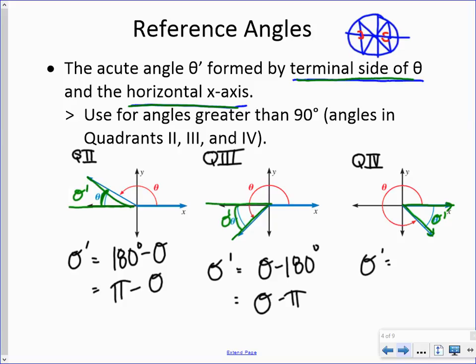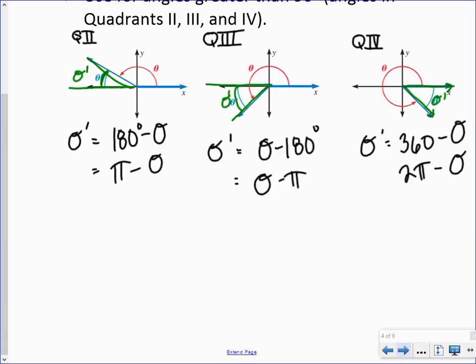Okay. And Nick, can you tell me the rule for quadrant 4? 360 or 2 pi minus theta. Very good. 360 or 2 pi minus theta. This one, again, is very similar to quadrant 2, because you see that the two angles, theta and theta prime, form a complete revolution. So instead of adding up to 180, they add up to 360. Okay, excellent.